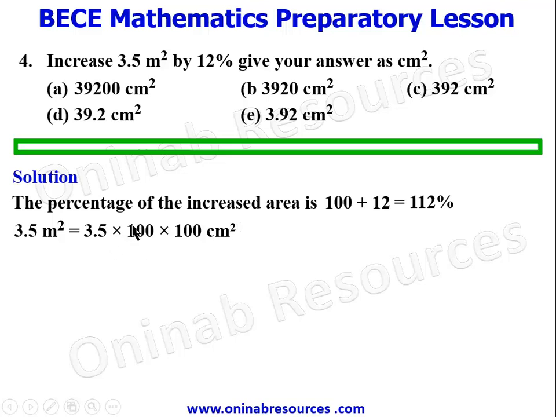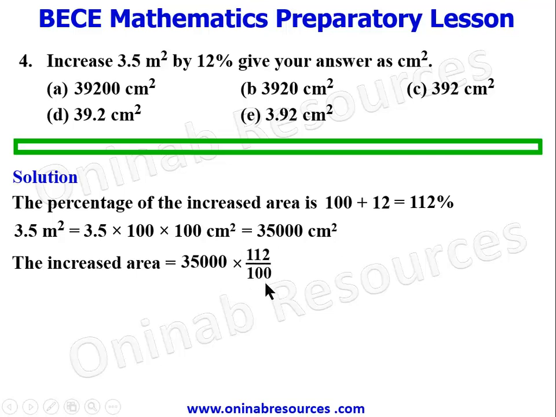So at this point, we remove one of the zeros here and we'll be left with 30. Our answer is 35,000 squared centimeters. Then we now get the increased area, which is 112% of 35,000. So that will give us 35,000 times 112 over 100. Since 112% is 112 over 100, so 2 zeros cancel 2 zeros here.